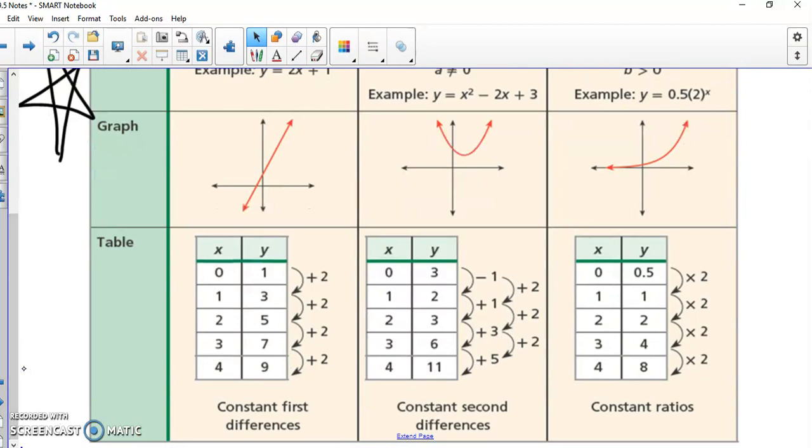This is going to be something really good for you to study, not only for this test, but for your semester test as well. So take a few minutes to look over this chart, and then we'll try some problems here.